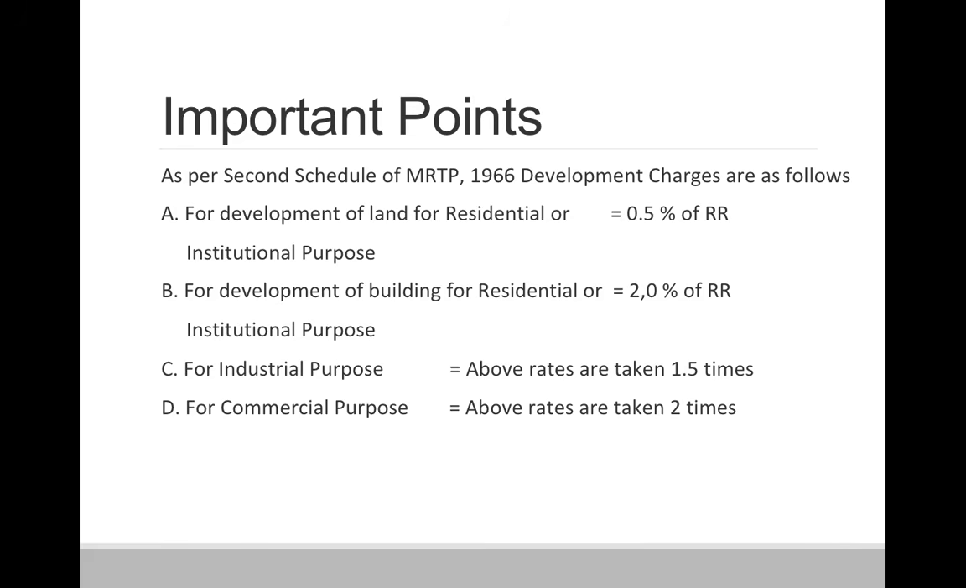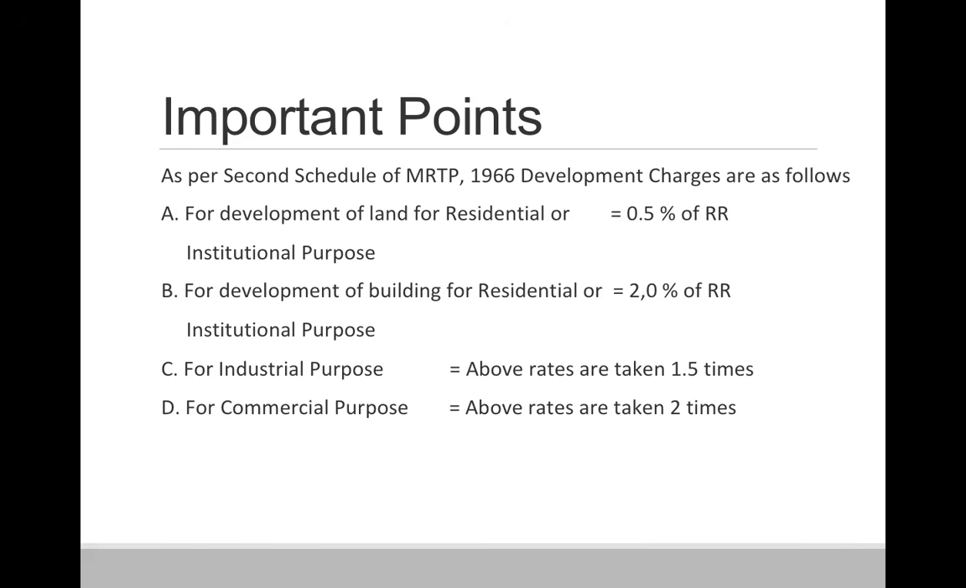Now if we are going for an industrial building with industrial purpose, the above rates are taken 1.5 times. Means if we are developing land for industrial purpose, it will be 1.5 times of 0.5%. If we are developing a building for industrial purpose, then development charges will be 1.5 times of 2%. Similarly, for commercial purpose, the above rates are taken 2 times. So for land for commercial purpose, the development charges will be 2 times of 0.5%. And for a building for commercial purpose, 2 times of 2%.